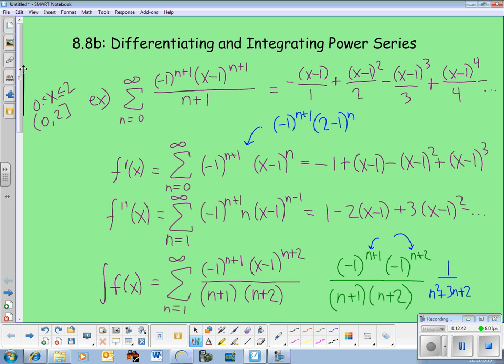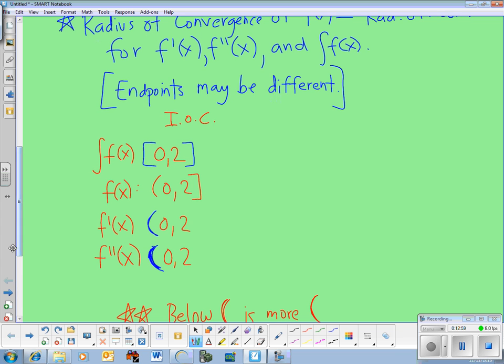Let's see, negative 1. 1 to the n is always 1, so this thing's going to go plus 1, minus 1, plus 1, minus 1. Those are my terms. Those terms do not approach 0. Therefore, this thing's going to diverge by the nth term test, which means 0 is not included in the interval of convergence for the first derivative. Okay?